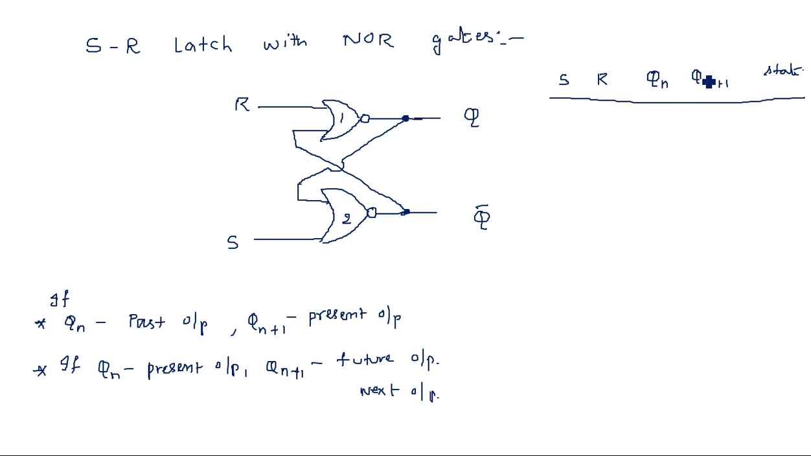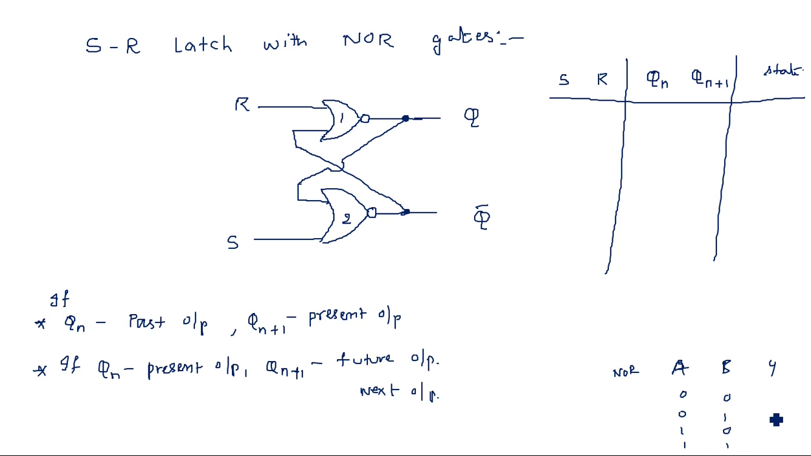Now, in order to fill this table, we should know the basic operation of the NOR gate. What is the output of a NOR gate when both inputs are zeros? Simply taking a NOR gate here, with inputs A, B and output Y: 0 0, 0 1, 1 0, 1 1.